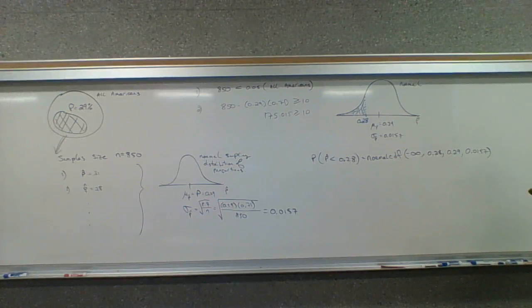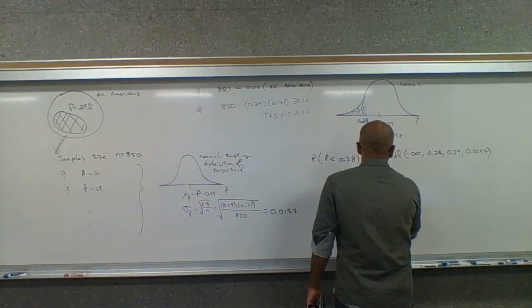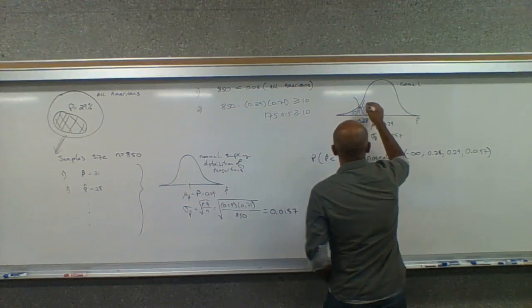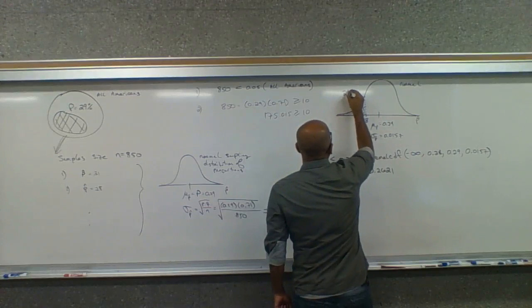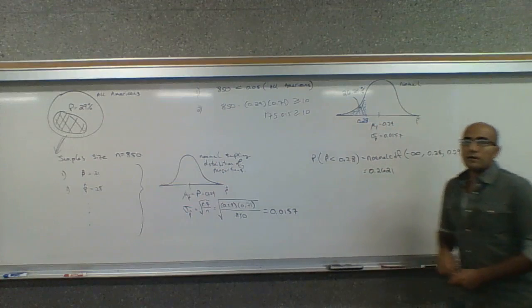Distribution, normal CDF, a bunch of negative 9s, comma, 0.28, comma, 0.29, comma, 0.0157, close parentheses. I'm getting 0.2621. Okay, so that means that this area right there is 26.21%. Any questions?